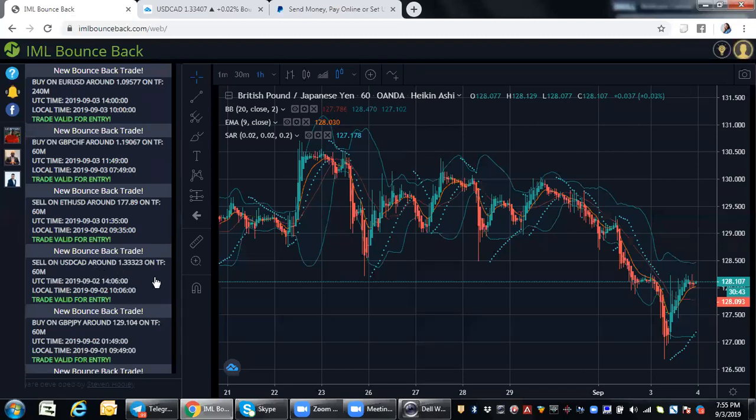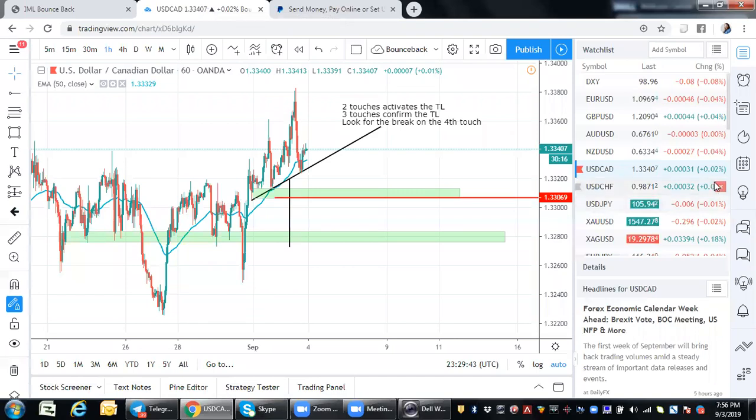So you see how the pattern, structure, trend line, everything that I've done for you guys line up with Bounceback, right? So you got Bounceback identify the GBP JPY buy, the sell on USD CAD. And if you don't trade crypto, then you can leave out this one on Ethereum US dollar, the buy on GBP CHF, and the buy on Euro USD, right? So let's do those two, the buy on GBP CHF. Let's look at GBP CHF and see if we like that setup.